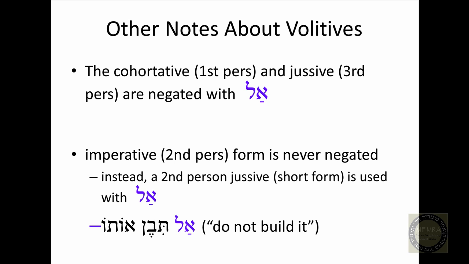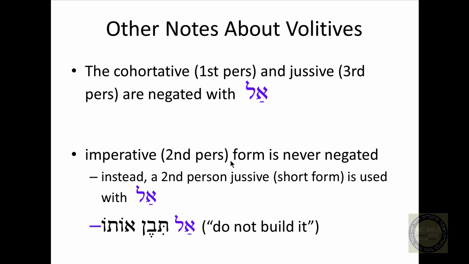Other notes about volitives: the cohortative and the jussive are negated with al. So al will be part of your vocabulary, just means no or not, like lo. But when you see al now, you should be thinking, okay, we're using al as a negator. I might have a cohortative here. I might have a jussive. In fact, you might have any of the volitional forms, because if you look down here, the imperatives, the second person forms, are never specifically negated.